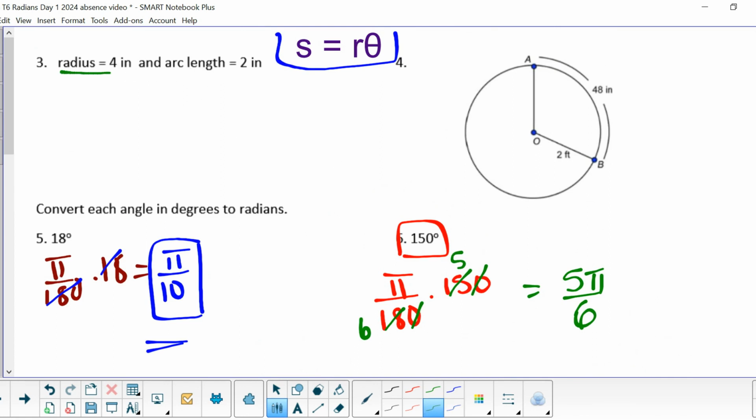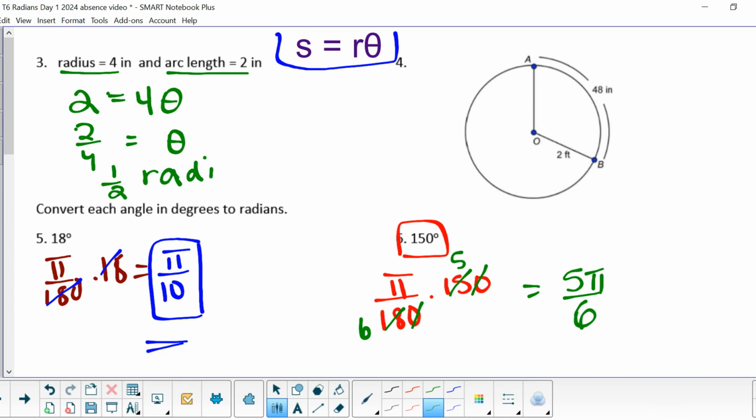So in 3, they gave you the radius and they gave you the arc length. That means we need the angle. So we're going to say the arc length is 2. The radius is 4, and we're looking for the angle. So that means the angle is 2 over 4, which is equal to a half, which means it's equal to a half of a radian, because again, this formula finds the angle in radians. If you needed this in degrees, then you would use the changing from radians to degrees formula. So you'd have to go the other direction. I'll do that on the next problem so you can see what I'm talking about.